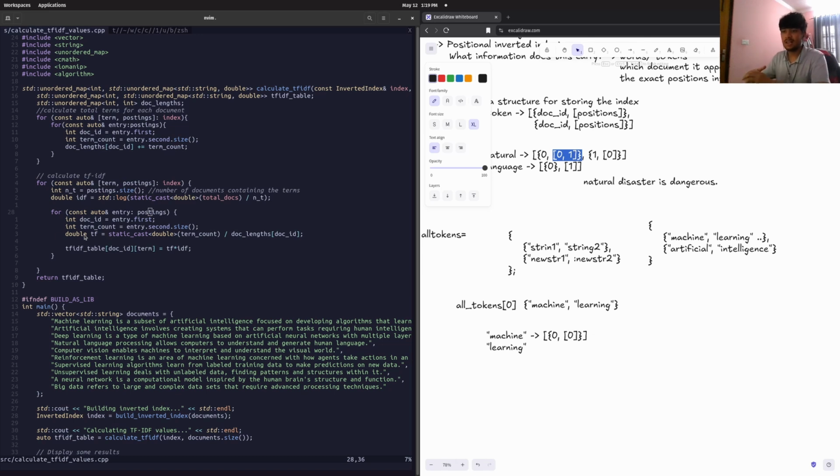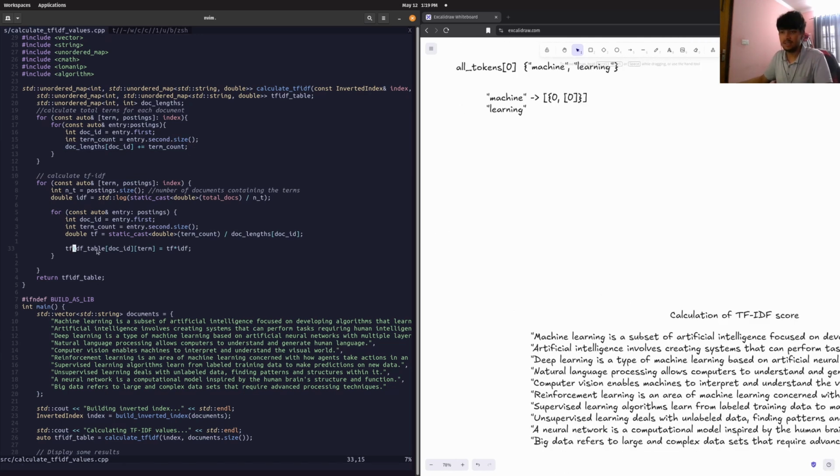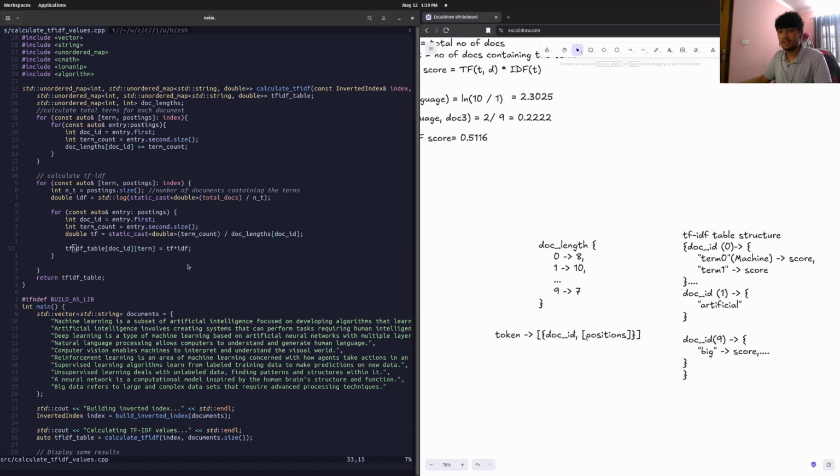And we can just calculate the TF score, that is the term frequency, which is equal to the term count divided by the total number of terms in that document, found after computing this operation. And we maintain this TF-IDF table such that the first term is the document ID, and we append the terms, and we get the scores. So why did we calculate the TF-IDF score? For searching and giving the relevant result for that query.